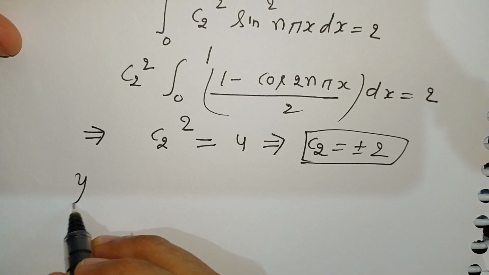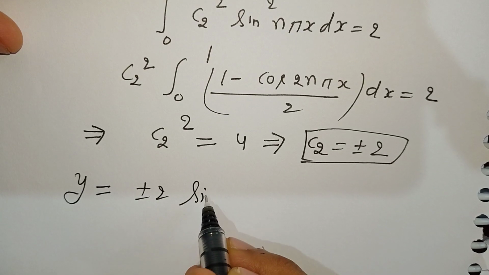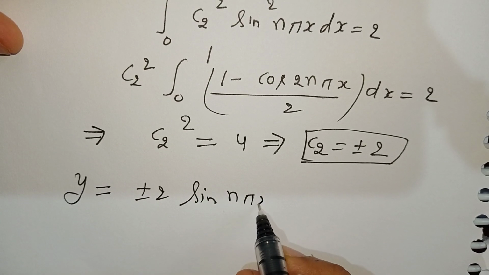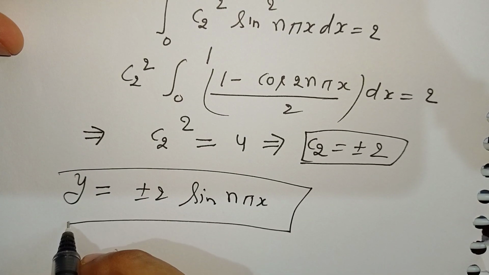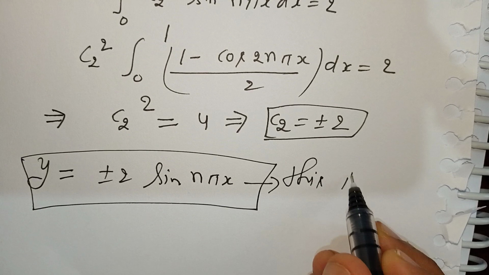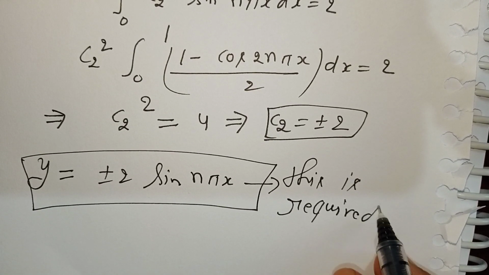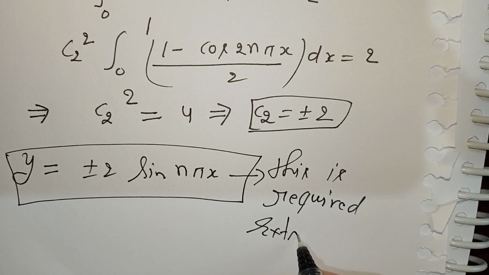So finally the function will be plus minus 2 sin n pi x. So this is your required extremal.